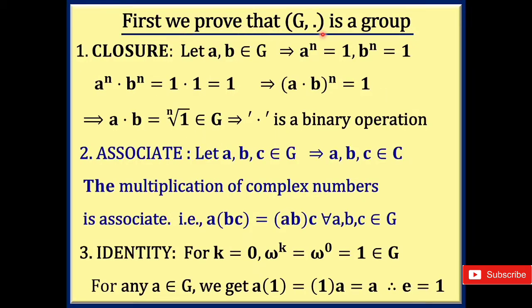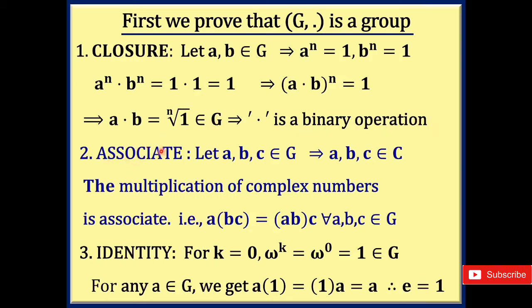First we prove that (G, dot) is a group. (G, dot) is a group means G satisfies 4 axioms: closure, associative, identity, and inverse. The first one is closure. Let a, b belong to G. a and b are two elements in G. Then we get a power n is equal to 1, b power n is equal to 1. Then a power n into b power n is equal to 1 into 1 is 1. That gives (ab) whole power n is equal to 1. That gives ab is equal to an nth root of 1. This is also an element in G. Therefore, ab belongs to G, that is a dot b belongs to G. Then dot is a binary operation in G.